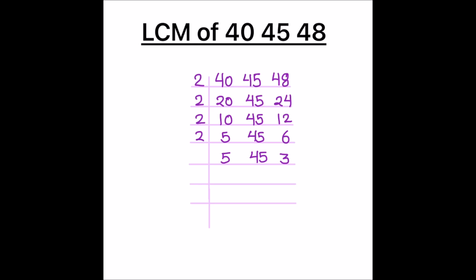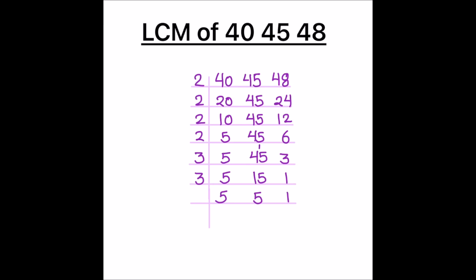Now we can use 3 to divide 45 and 3. 5 will be as is. 3 times 1 is 3, 1 is remainder, this becomes 15, 3 times 5 is 15, 3 times 1 is 3. Again we can use 3 to divide 15, 5 will be as is, 3 times 5 is 15 and this is fully divided, so here it is 1.